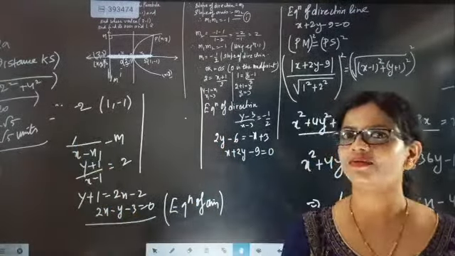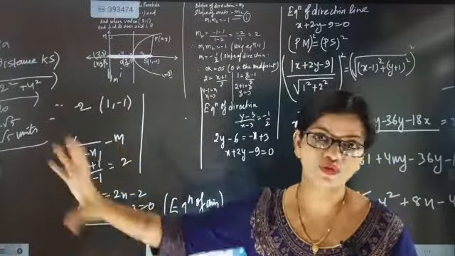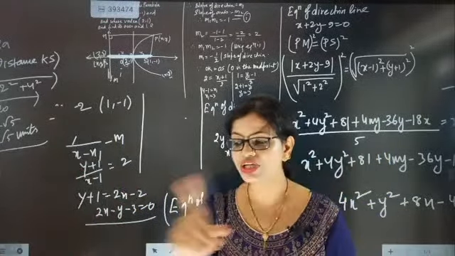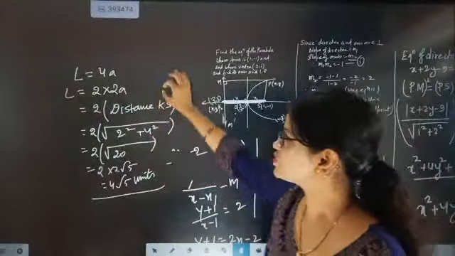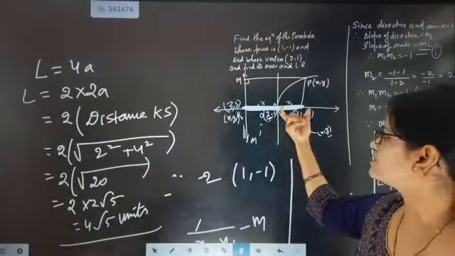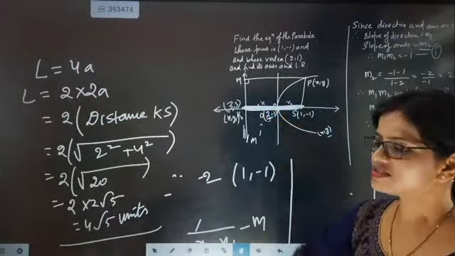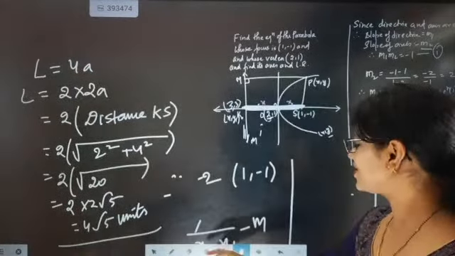And then latus rectum, what we did, we know that length of latus rectum is equal to 4a. So now 4a means 2 into 2a, fine. So what we have done there, nothing, just story making. So 2 into 2a, and what is 2a? Here literally this is a, this is a, this is 2a. So distance is coming as 2a, that's it. History over.